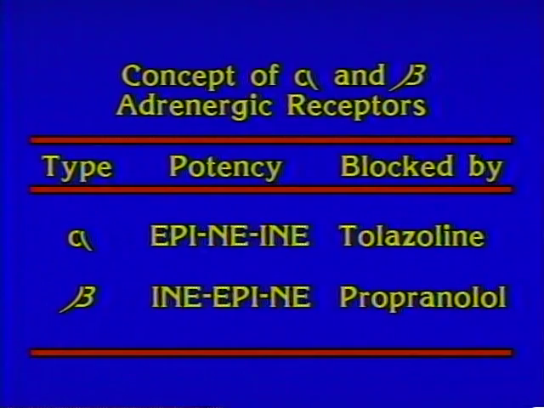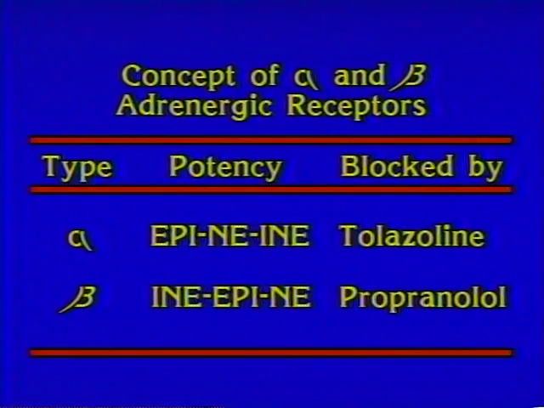Alpha receptors have the following order of potency. Epinephrine is more potent than norepinephrine, which in turn is more potent than isopropyl norepinephrine. And this response is blocked by the drug tolazoline.